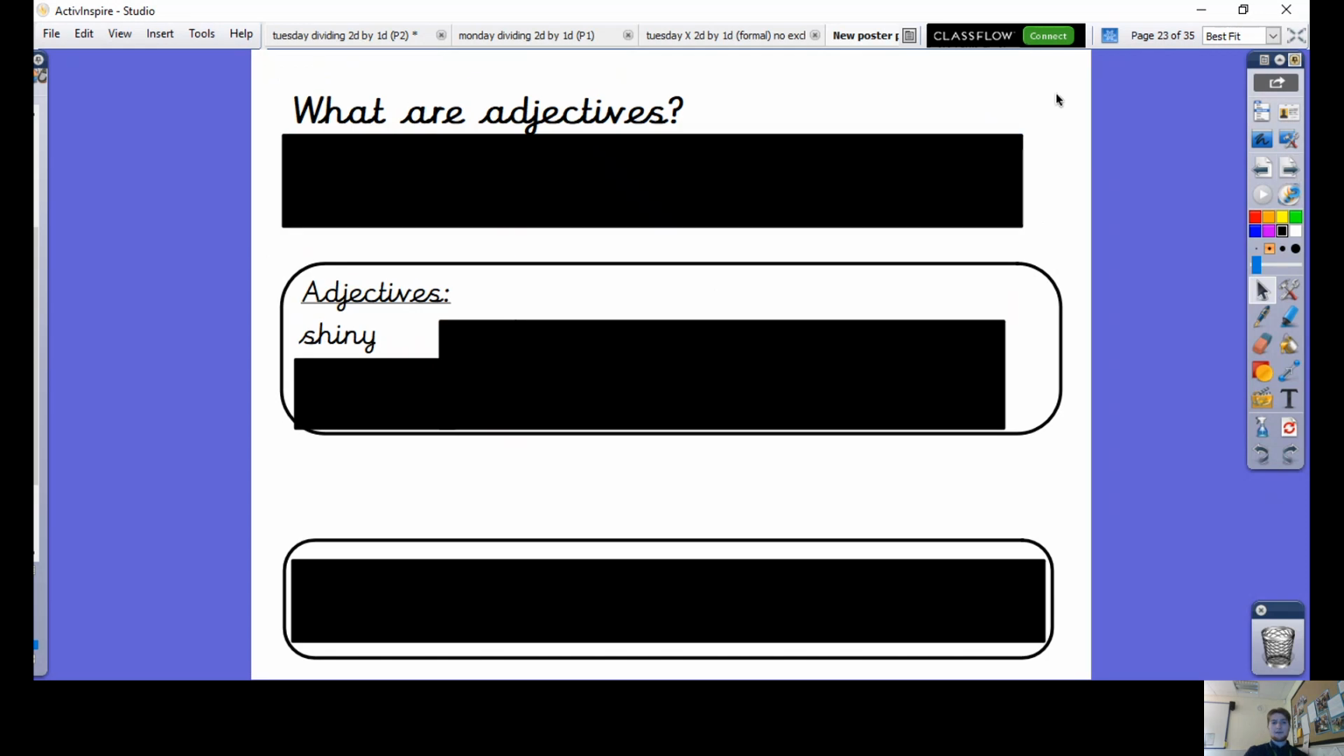Okay, let's move on then. Let's have a look at what adjectives are. So we know what nouns are, and that's half of our noun phrase. Now we need to know what the other half is, which are adjectives. So have another pause and think, what are adjectives?